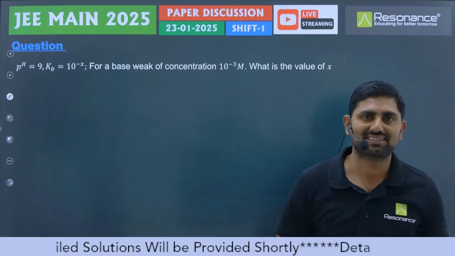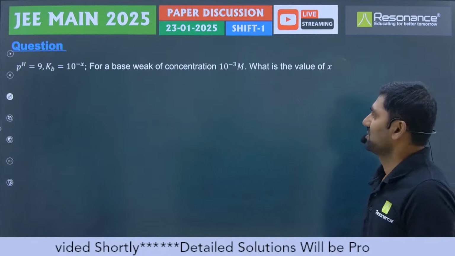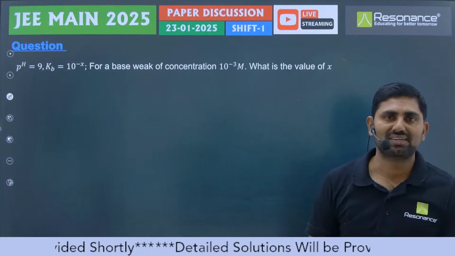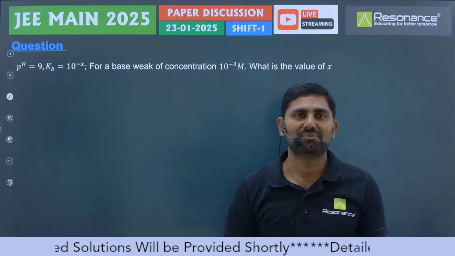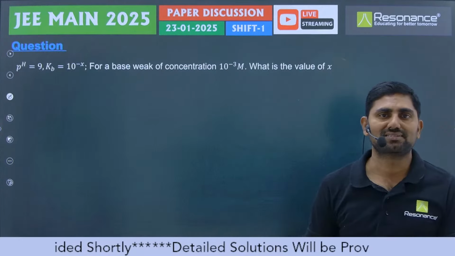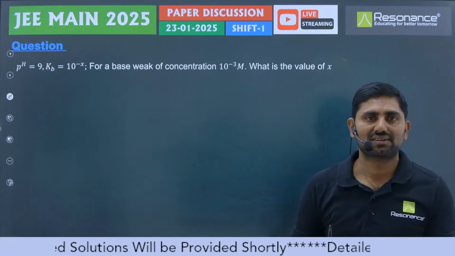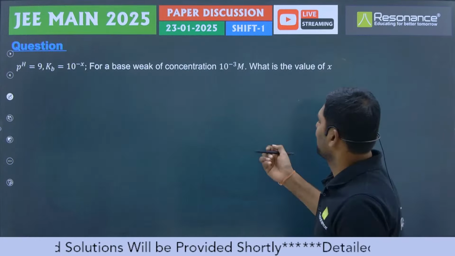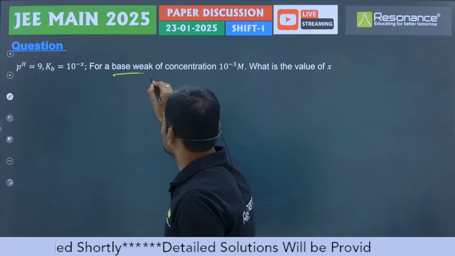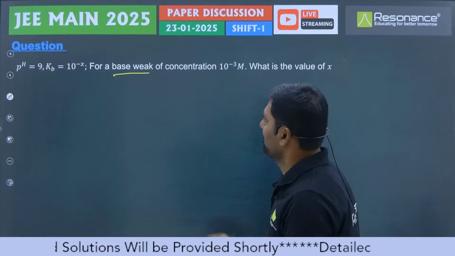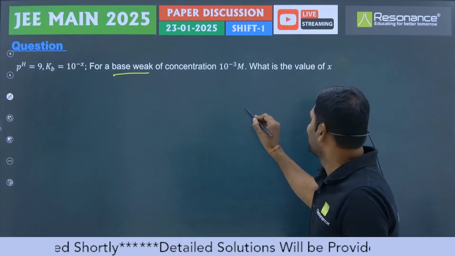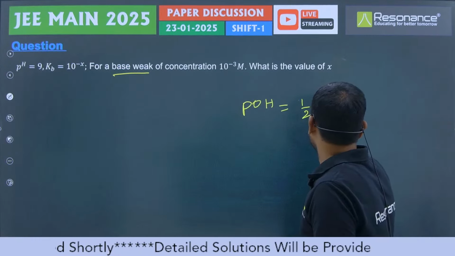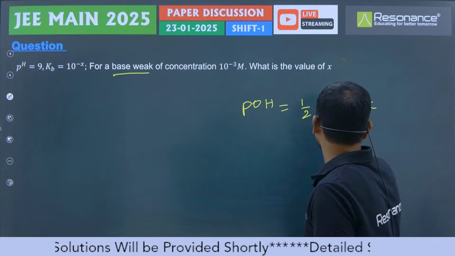Next question will continue here. This question is a direct question from ionic equilibrium. They have given pH value 9, and pKb equal to 10 power minus 6, for a weak base of concentration 10 power minus 3 M. What is the value of x? This is a weak base. When they give a weak base, how do we calculate pH? You know very well: pOH equals half into pKb minus log C. We can use this one.